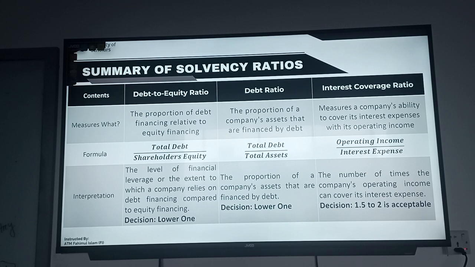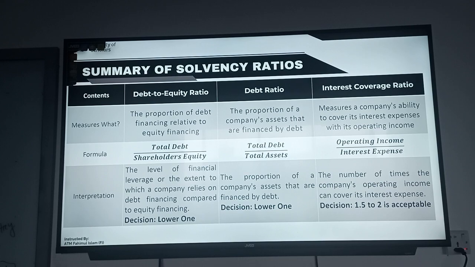On the other hand, a lower interest coverage ratio indicates a higher risk of not being able to meet interest payments. It suggests that the company's operating income may be insufficient to cover its interest expense, potentially indicating financial strain or a higher debt burden. So the decision should be accepting a ratio between 1 and 2.